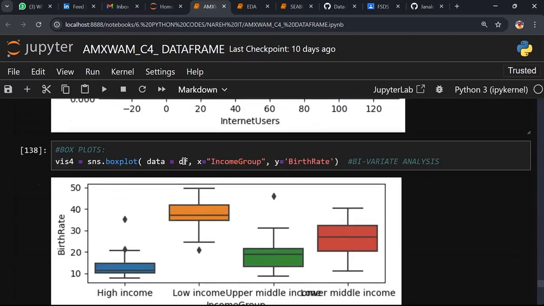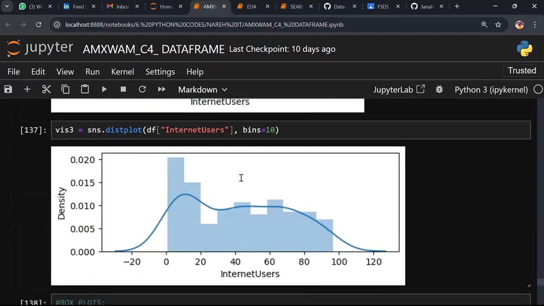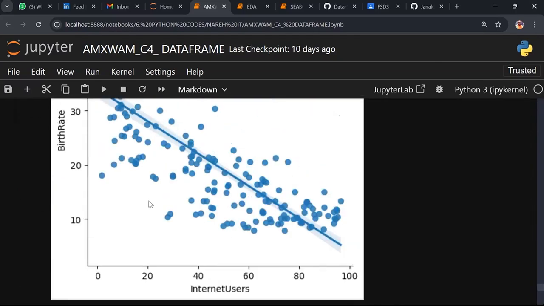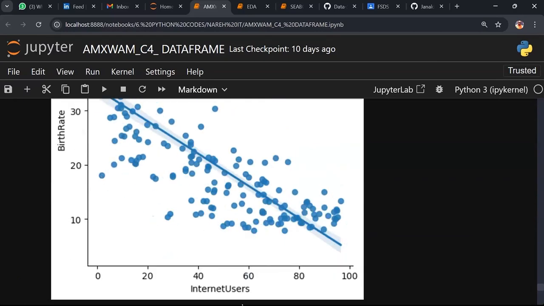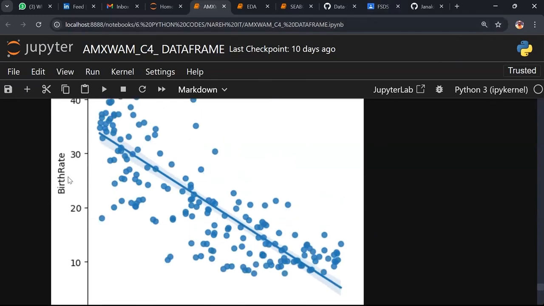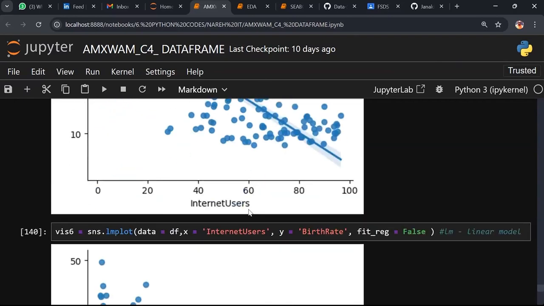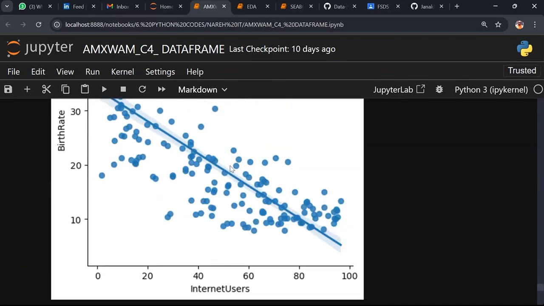Okay, all right. What kind of correlation is this? Positive or negative? Birth rate of the country and internet users. Do you think there is any relation between the birth rate of the country and internet users? No, because see the graph.